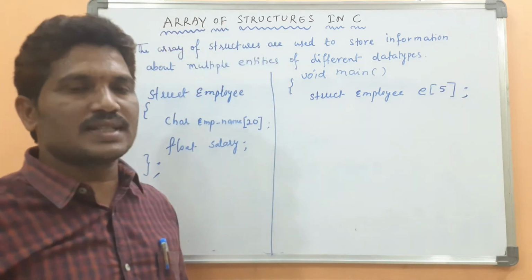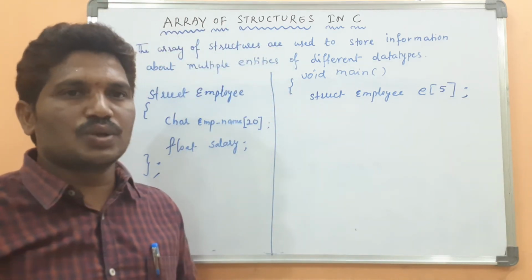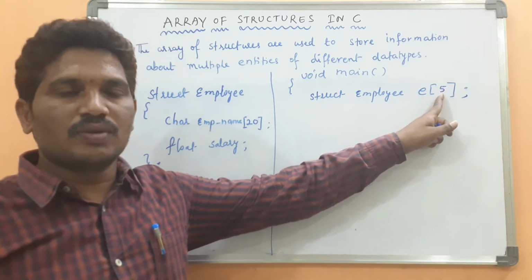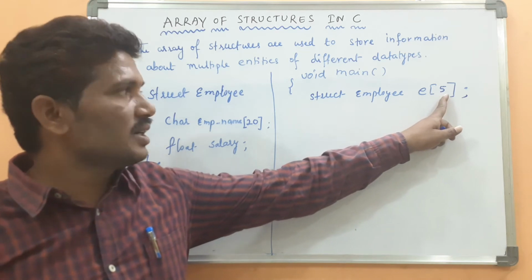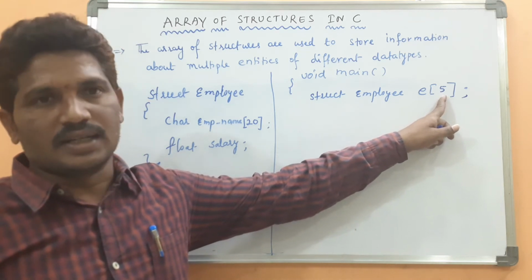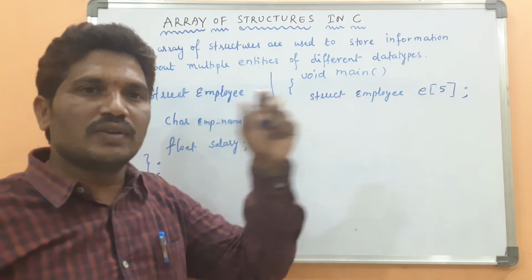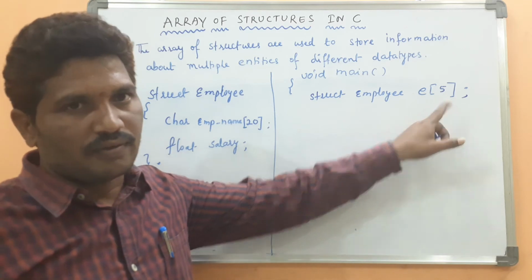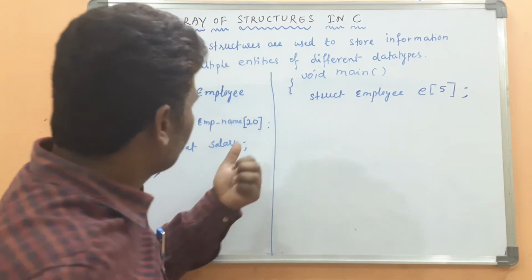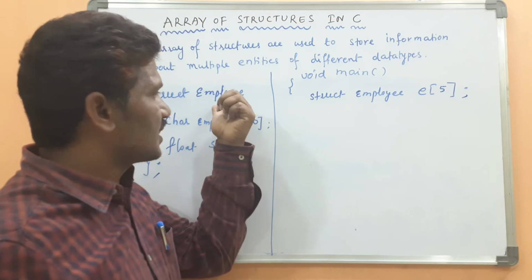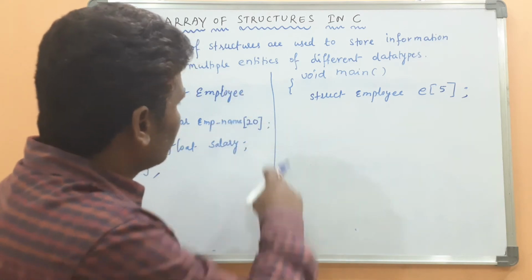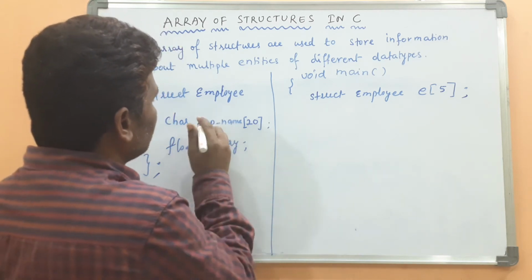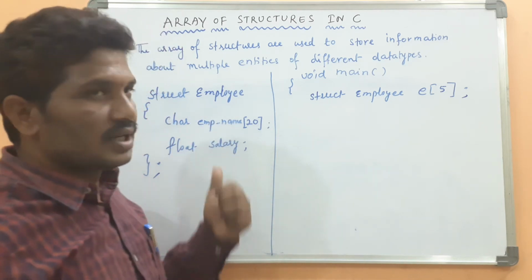E of 5. If you want to store 60 employee information, the size of the array should be 60. If you want to store 100 employee information, the size of the array should be 100. But I want to store only 5 employee data, that's why the array size should be 5. Then what are the members in structure employee? There are 2 members: employee name and salary.